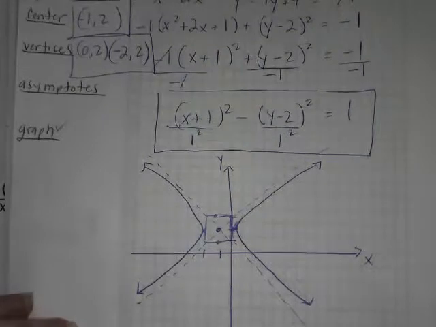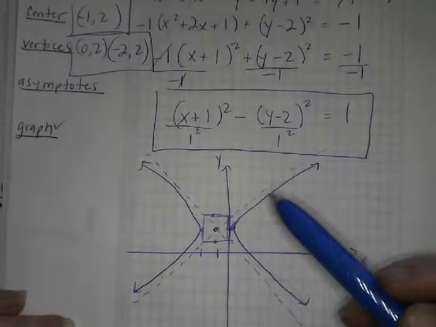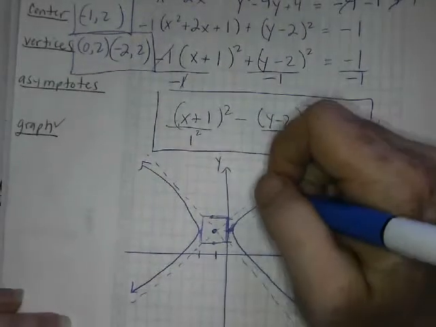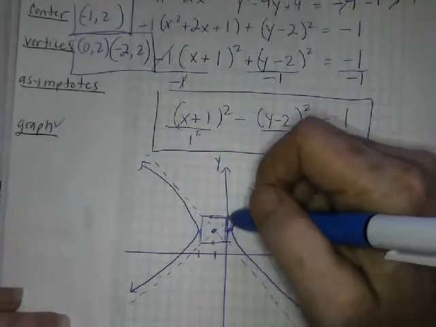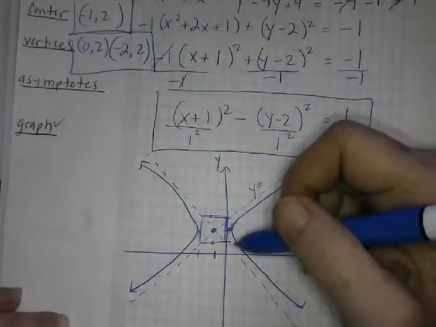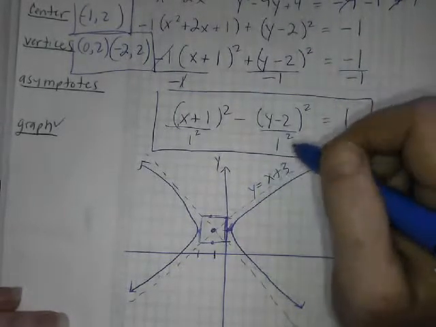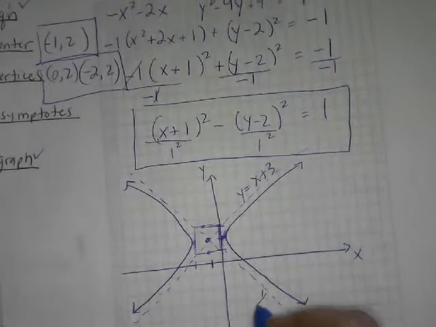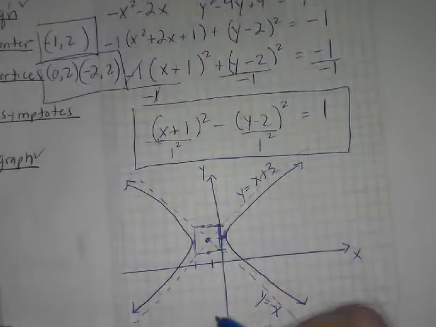So the equations of the asymptotes. I know my slope's going to be 1, because I went up 1 over 1. So this one will be y equals mx plus b, and right here is b. So that's 3. Okay, so y equals x plus 3. This one is y equals -x, and it crosses the y-axis at 1.